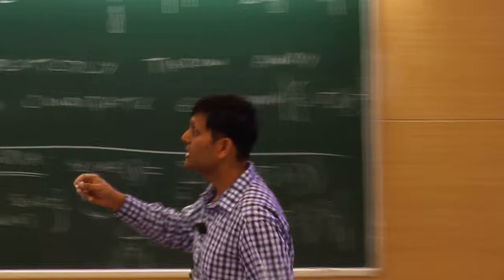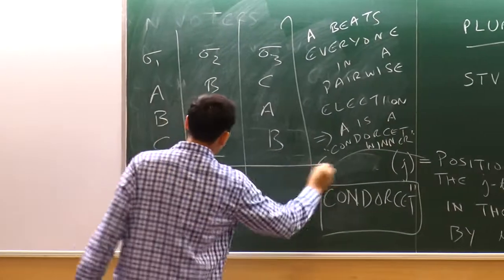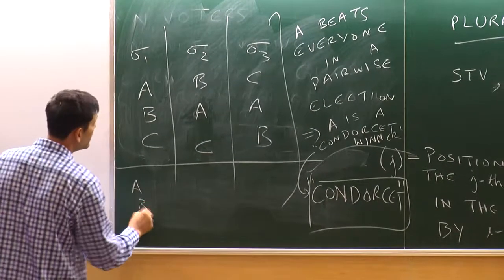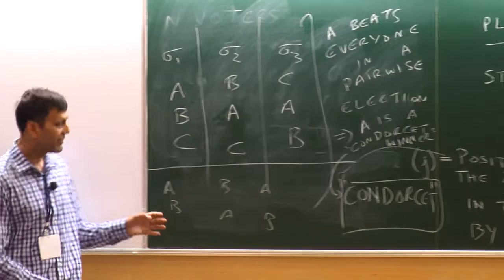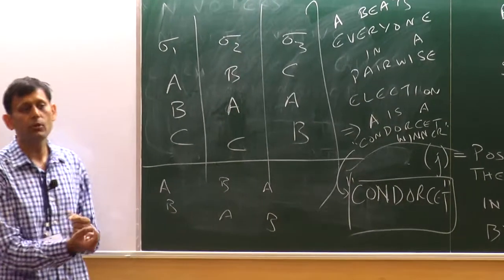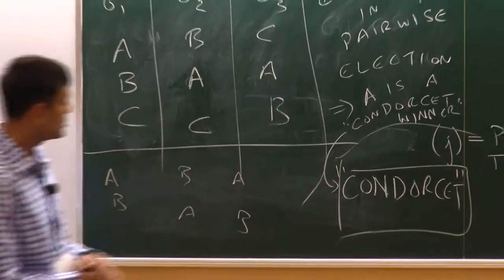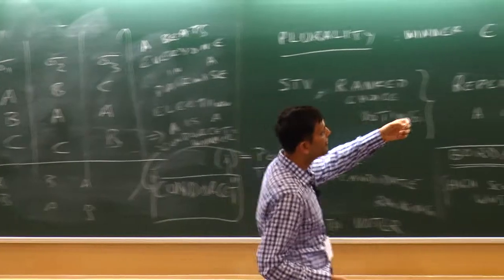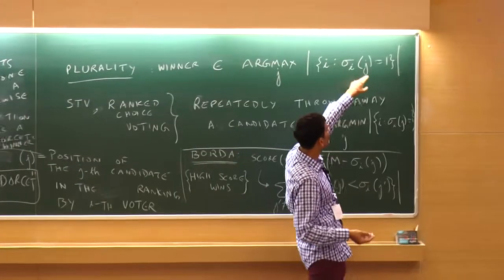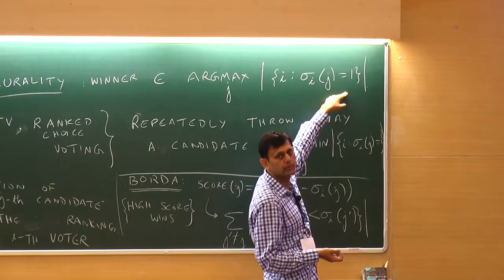No, all 3 orders. So there are 3 rankings. If I limit myself to A and B, if I project the rankings down to A and B, they look like A, B, B, A, B. So in a pairwise election, A gets 2 votes, B gets 1 vote, so A wins. So basically you can say that A beats B if the set of i where sigma_i(A) is above sigma_i(B) is more than n over 2.